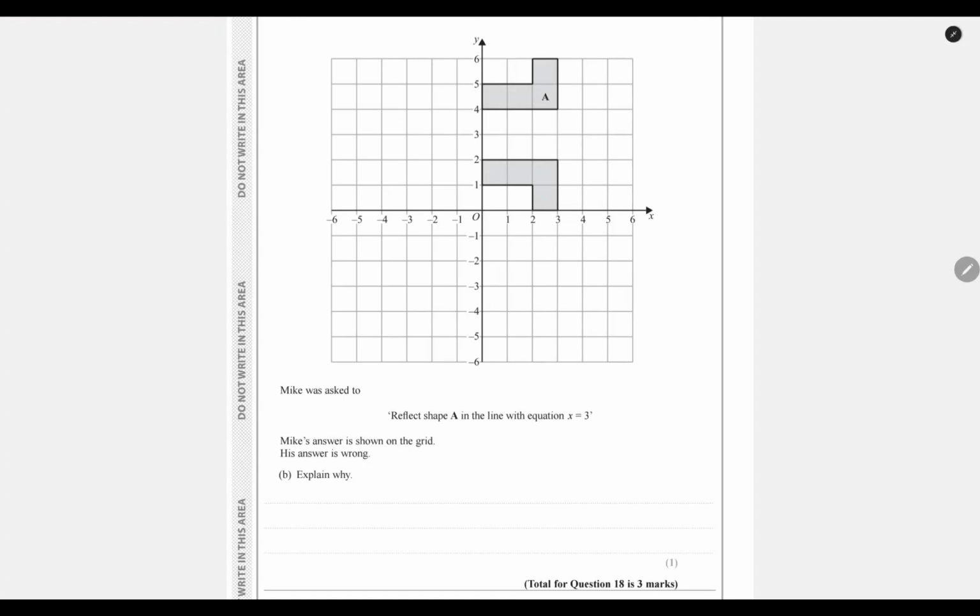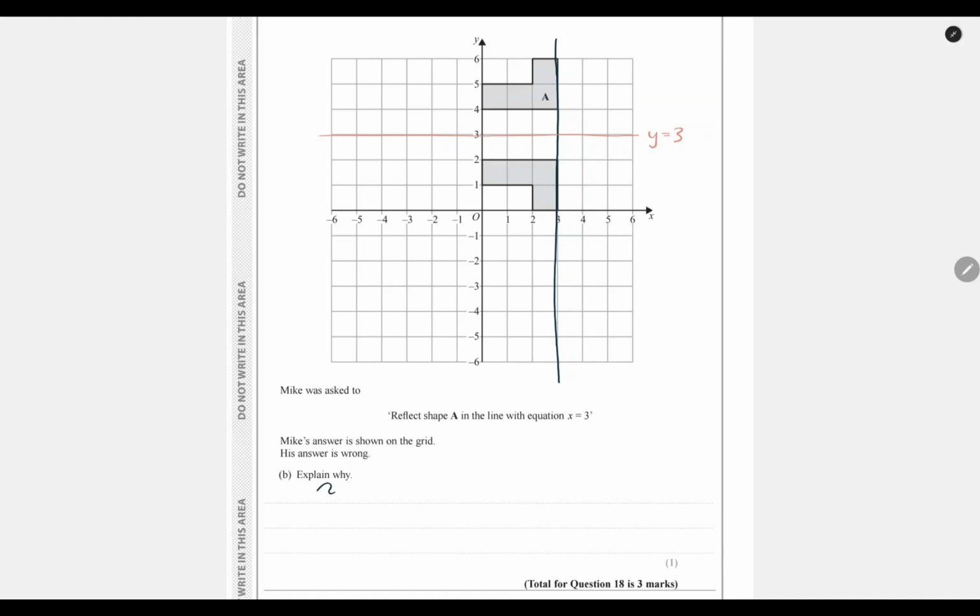Part B says, Mike was asked to reflect shape A in the line with equation x is equal to 3. Mike's answer is shown on the grid. His answer is wrong. Explain why. Well, if we actually draw the equation x is equal to 3, it will be this line here. However, Mike has reflected his shape in the line here, and that is y is equal to 3.